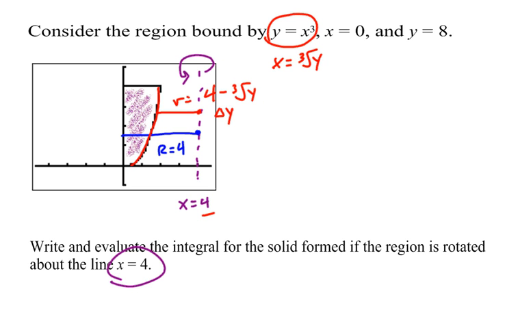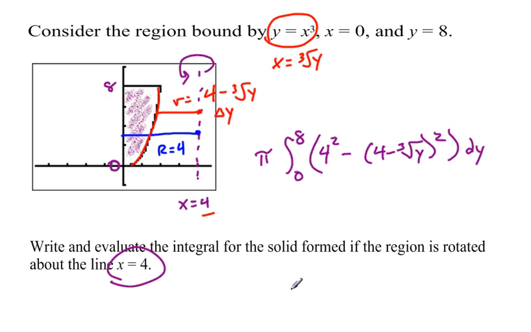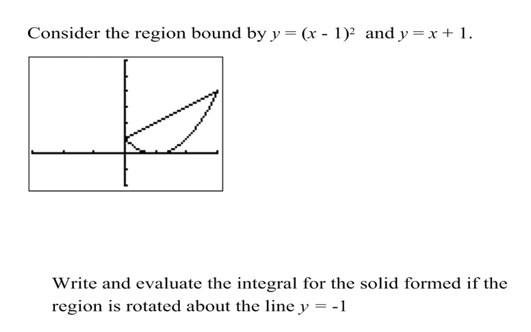So then I'm ready to write my integral. Pi. I should see that these horizontal lines I've been drawing are going to get stacked up from 0 to 8. My big radius is 4, square that, minus my small radius, 4 minus cube root of y, square that, all of it times dy. All right, we've got one last example we're going to do.